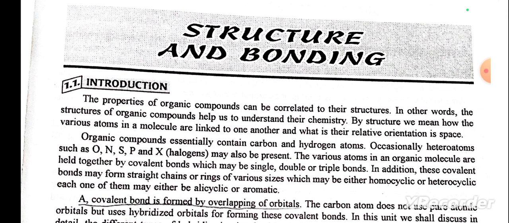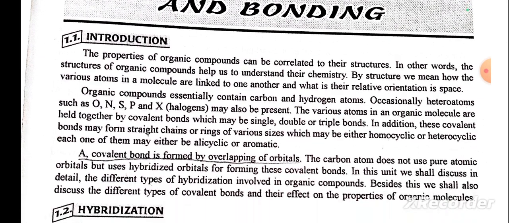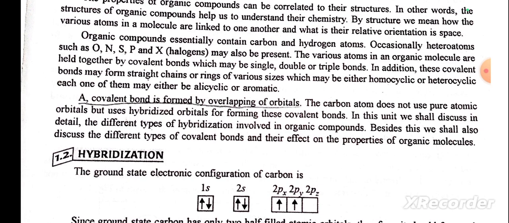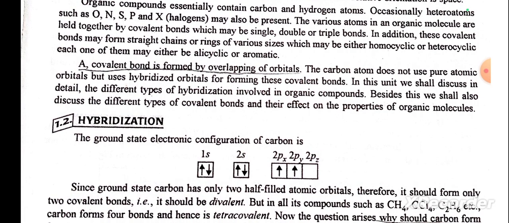Organic compounds essentially contain carbon and hydrogen, and heteroatoms such as oxygen, nitrogen, sulfur, phosphorus, and halogens may also be present. The various types of atoms in an organic molecule are held together by covalent bonds, and these may be single, double, or triple bonds. In addition, these covalent bonds may form straight chains or rings of various sizes, which may be homocyclic or heterocyclic, and each of them may be either acyclic or aromatic.